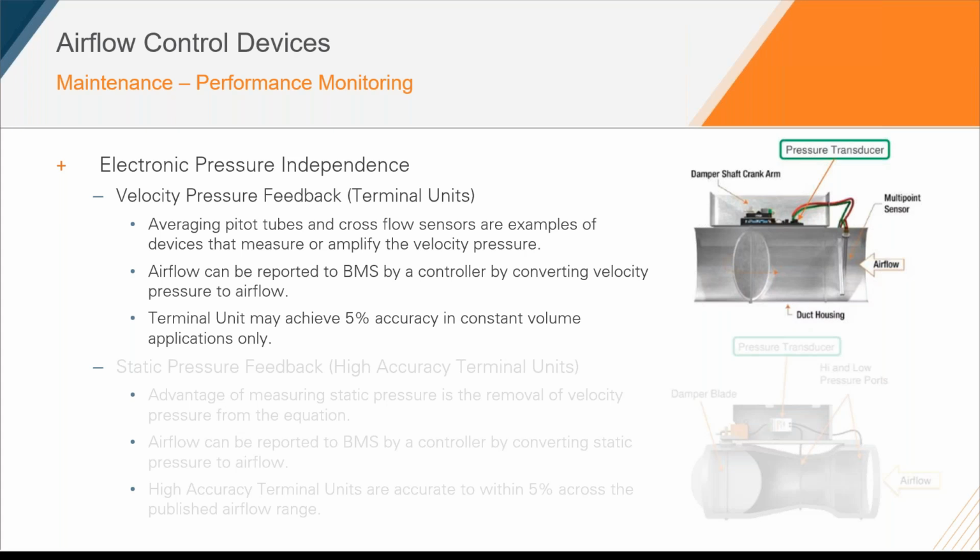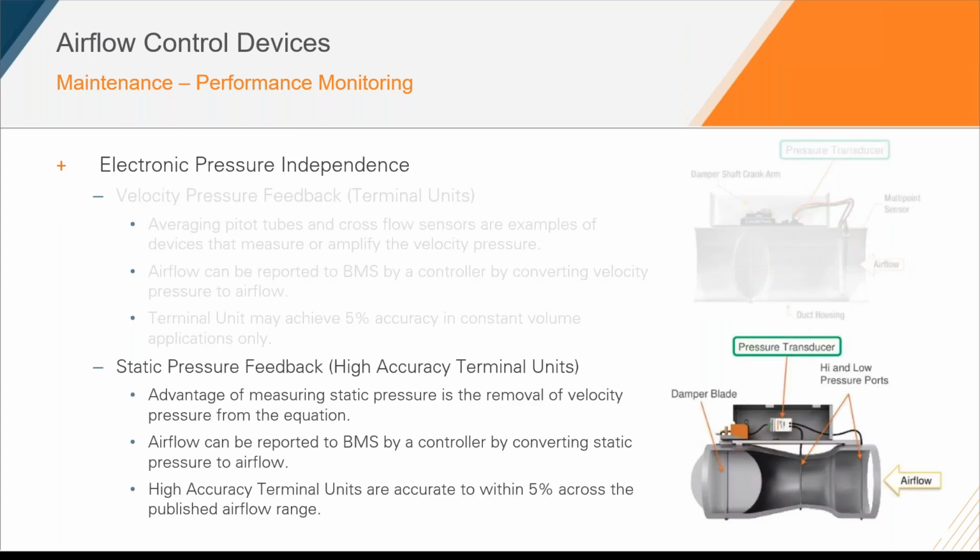Something to highlight critically, again, is typically with your standard accuracy terminal unit, you're only going to be able to achieve 5% of accuracy in a constant volume application. So if you expect this terminal unit to modulate and be able to control to a wide degree of different set points, you will lose the accuracy of 5%. You're just not going to be able to maintain that.